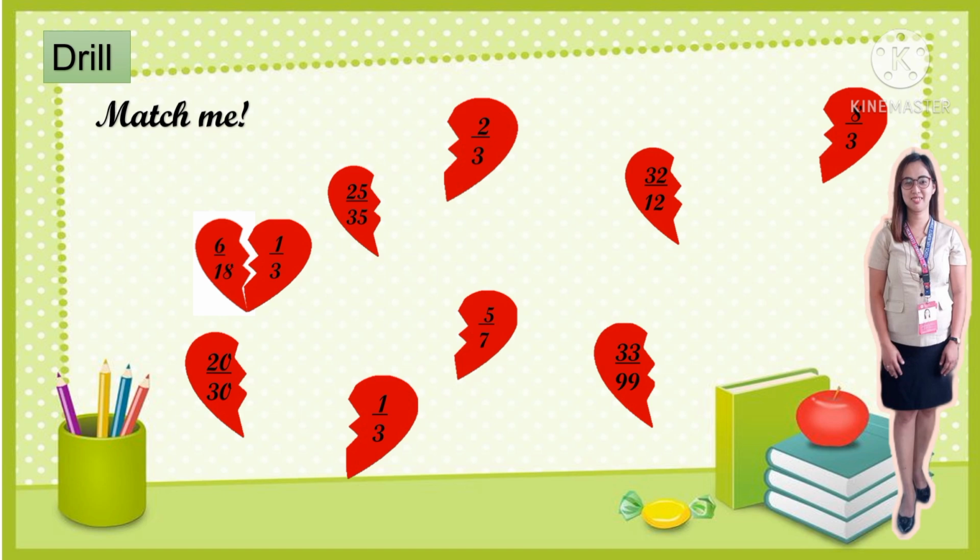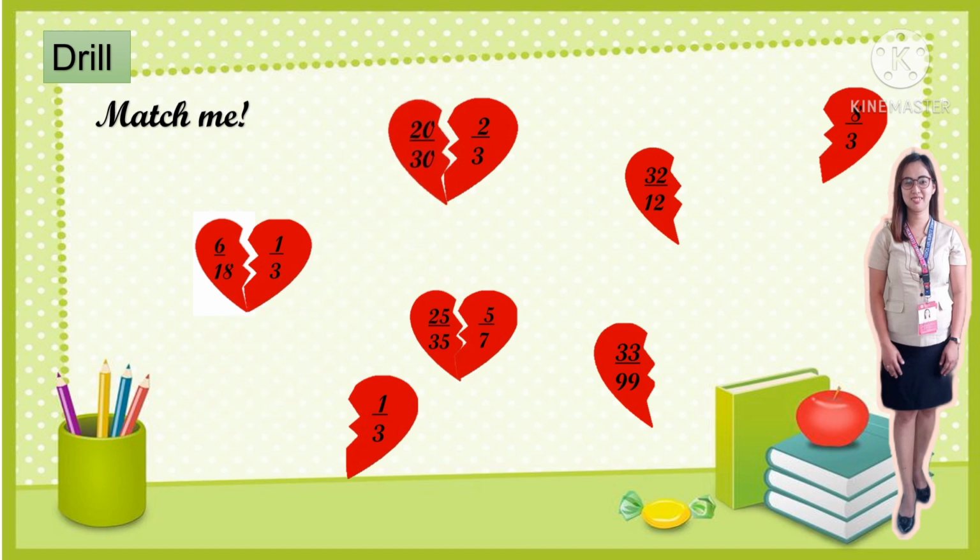For the second fraction, find the lowest term of 25/35. You got it right. The answer is 5/7. For the third fraction, what will be the lowest term of 20/30? The answer is 2/3. For the fourth fraction, what will be the lowest term of 33/99? Fantastic! The correct answer is 1/3.